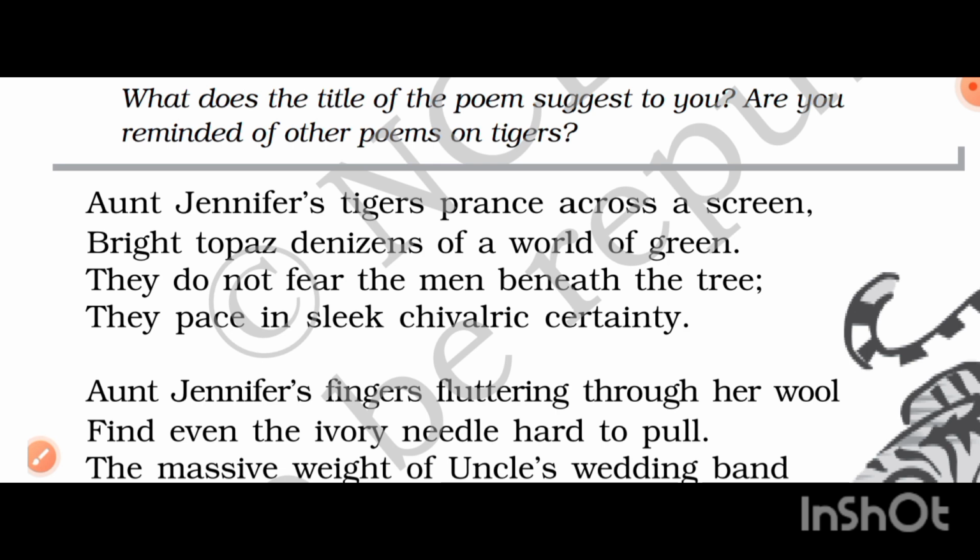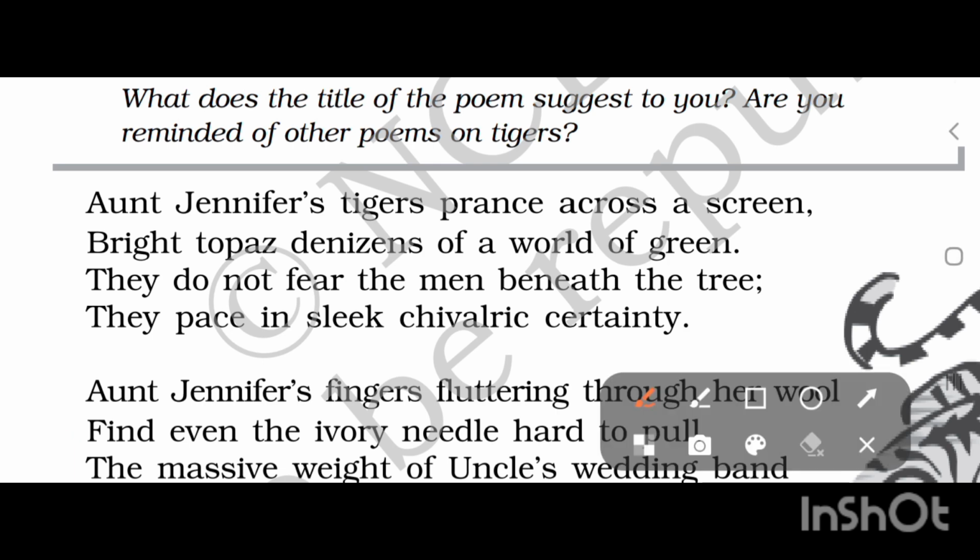First line, Aunt Jennifer's tigers prance across a screen. Now, first of all, the word prance. What is the meaning of this term? It means to leap forward. And here, what does screen refer to? It actually refers to the cloth or canvas on which Aunt Jennifer is carving the tigers. Means she's doing the embroidery.